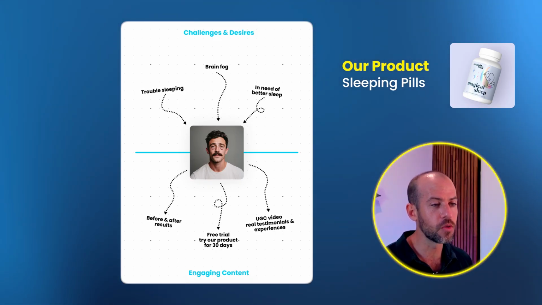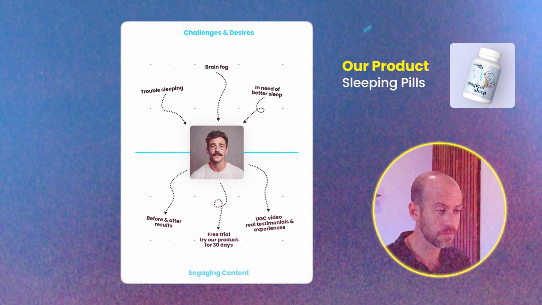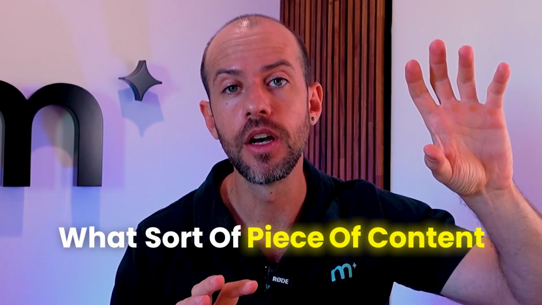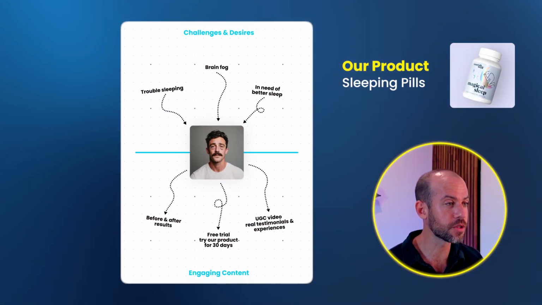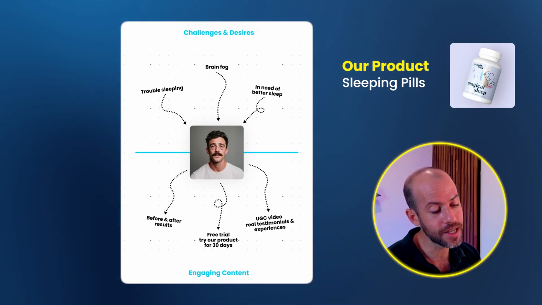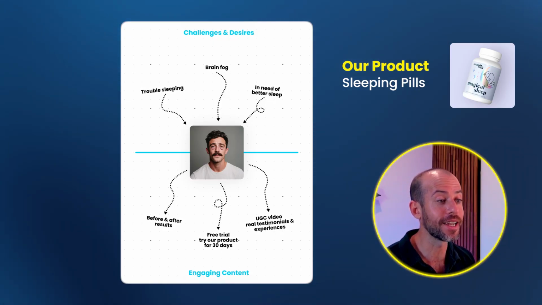And then at the bottom, you can see those arrows coming out. Now, what you want to do at the bottom of the page is really have a look at what you wrote at the top, select one of the things, and then basically write what sort of piece of content would address that element from the top. So for example, our persona has trouble sleeping. One example of a piece of content that might engage with them.